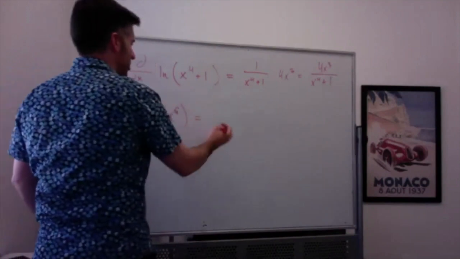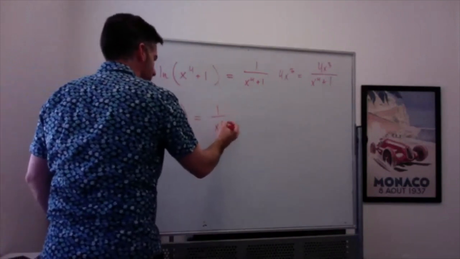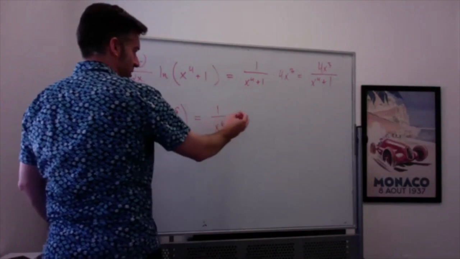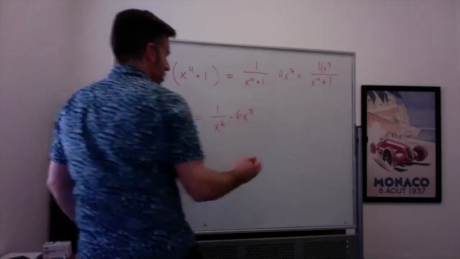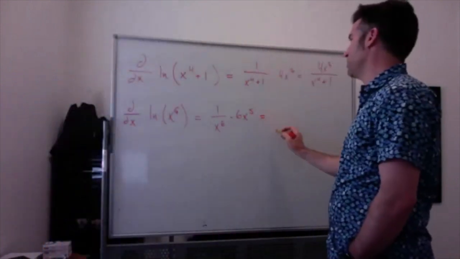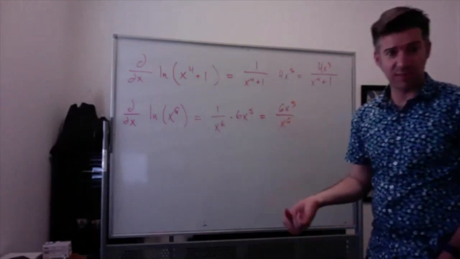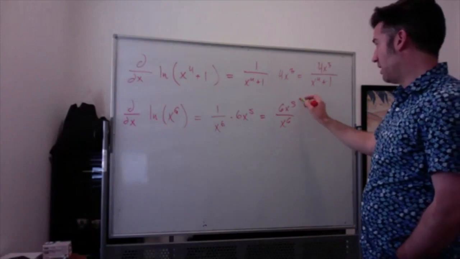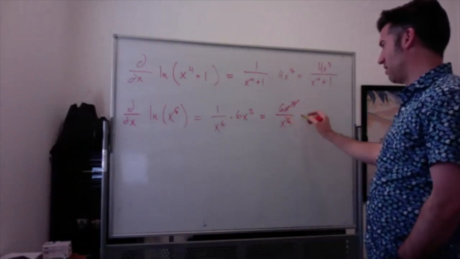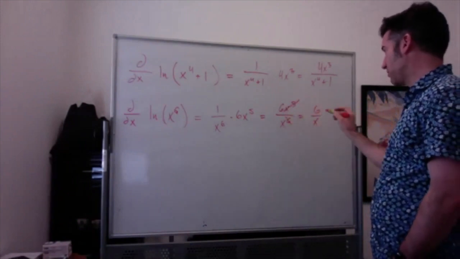So the derivative of this is going to be 1 over our stuff times the derivative of our stuff, which is 6x to the 5th, which we could totally write as 6x to the 5th over x to the 6th. And then we actually could simplify this further. We could cancel out an x to the 5th and get 6 over x.